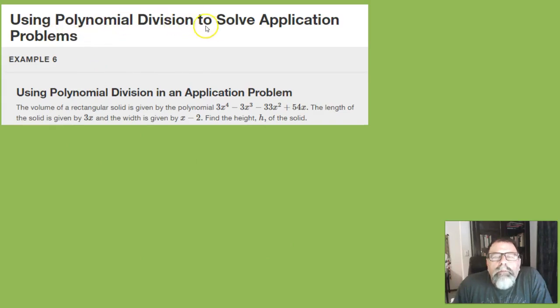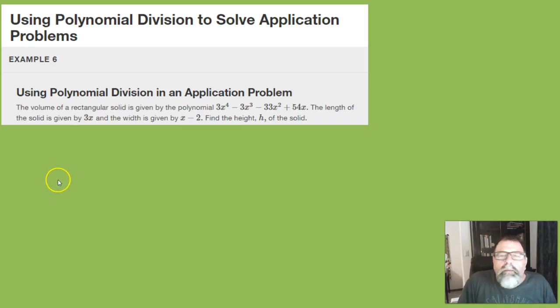Using polynomial division to solve application problems. Example 6. The volume of a rectangular solid is given by the polynomial 3x to the 4th minus 3x cubed minus 33x squared plus 54x. Find the length of the solid. The length of the solid is given by 3x, and the width is given by x minus 2. Find the height of the solid.